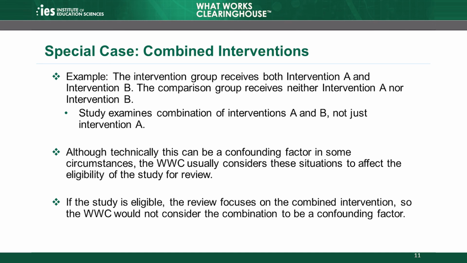As a result, this study doesn't measure the effectiveness of intervention A, so it wouldn't be able to provide evidence of effectiveness for A. More generally, when a study wants to test the effect of only one intervention, but it examines that intervention in combination with another intervention, it has a confounding factor. We cannot distinguish the effects of the intervention of interest from the other intervention being used. However, if the WWC is interested in testing the effects of the combination of interventions, then the effect of both interventions is of interest, and the WWC would not consider this to be a confounding factor.